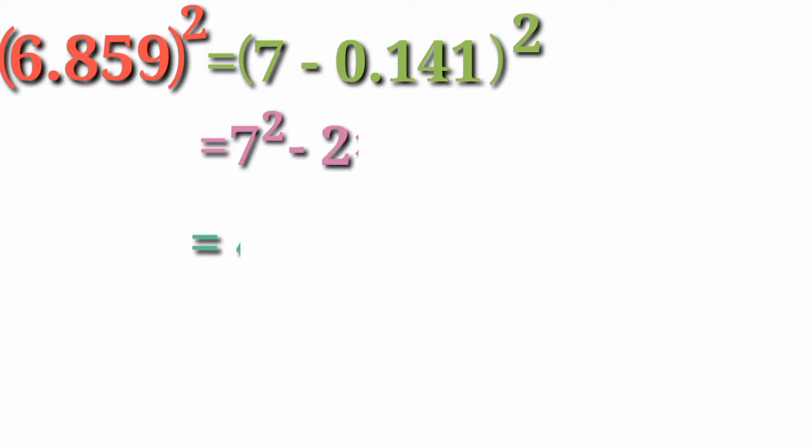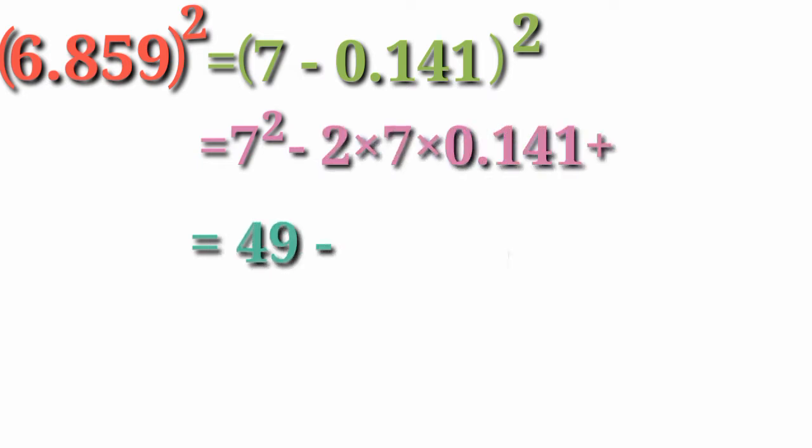We can write this as 7 minus 0.141. Now we will find its square. 7 square is equal to 49 minus 2 into 7 is equal to 14 multiplied by 1 is 14, carry 1, 14 square is 196 plus 1 is equal to 197. Take the decimal point from the third place.